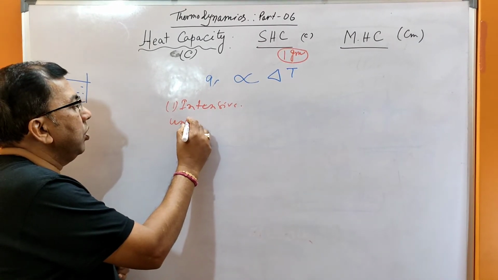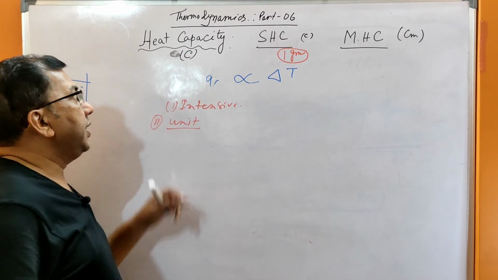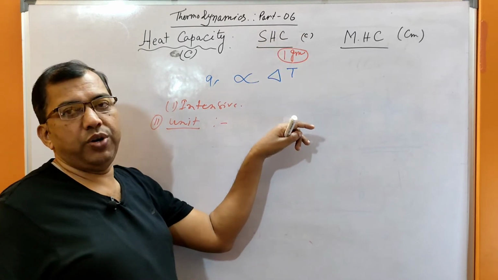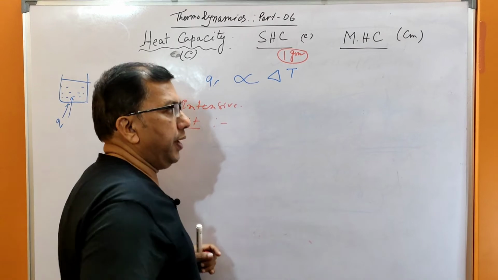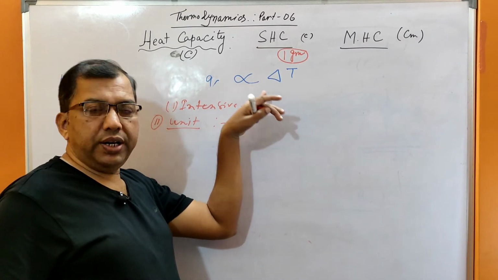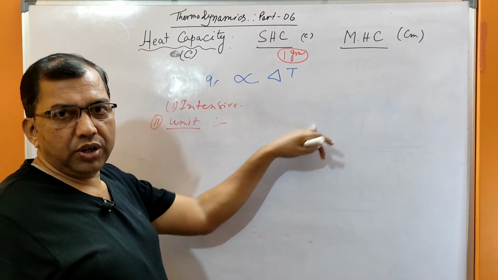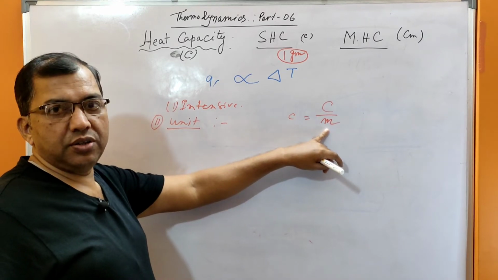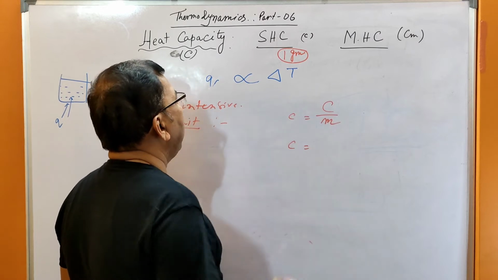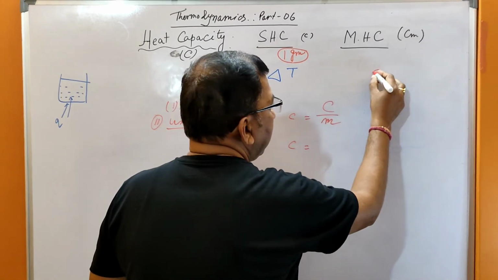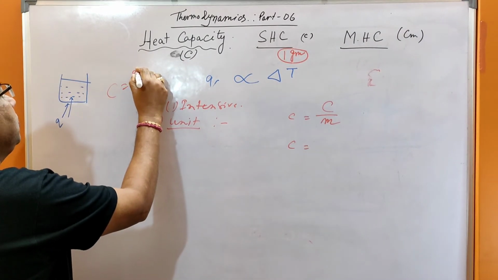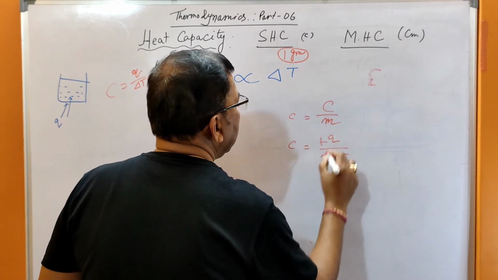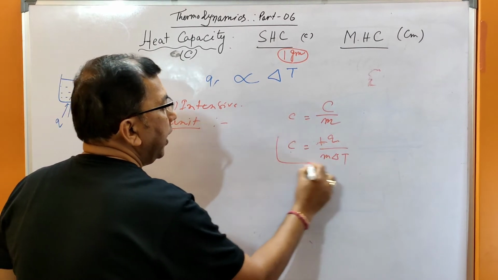The unit will be the same, just like the heat capacity. Before the unit, I am going to the definition. From the definition, raise 1 degree centigrade or Kelvin of 1 gram of any substance, that is C equals to C by M, gram mass. From here, C equals to Q by delta T, so specific heat equals to Q by M delta T.